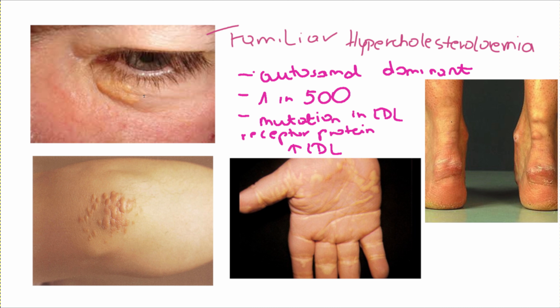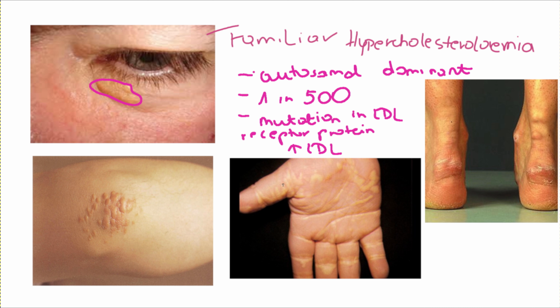So the first one, you have an eye, and under this eye, you can see that there is a sort of yellow plaque, okay? And the name of that is xanthelasma, and this is a lipid deposition under the skin, under the eye.